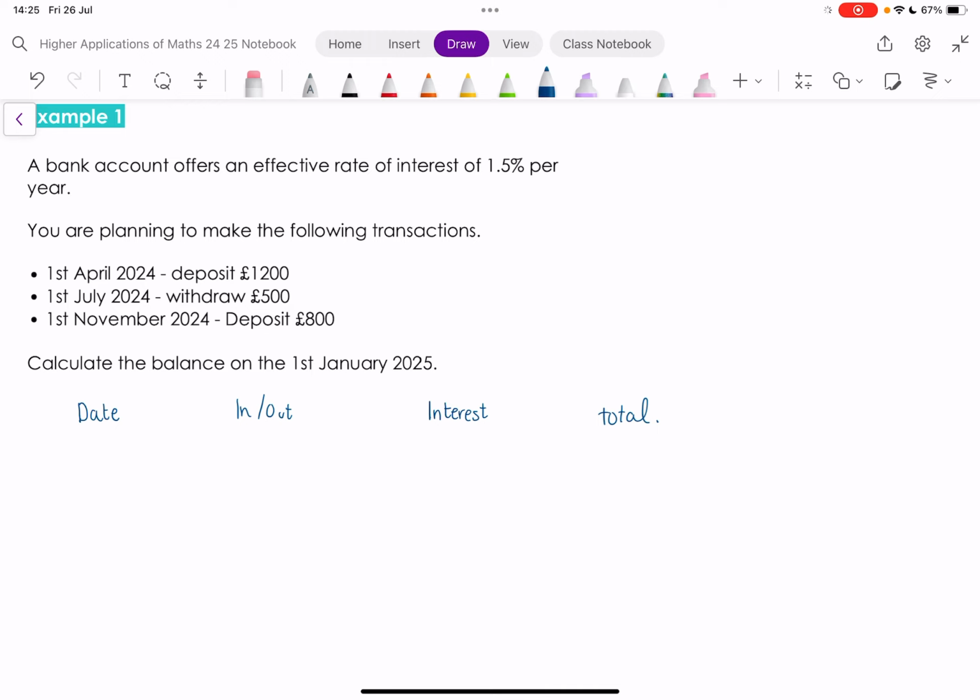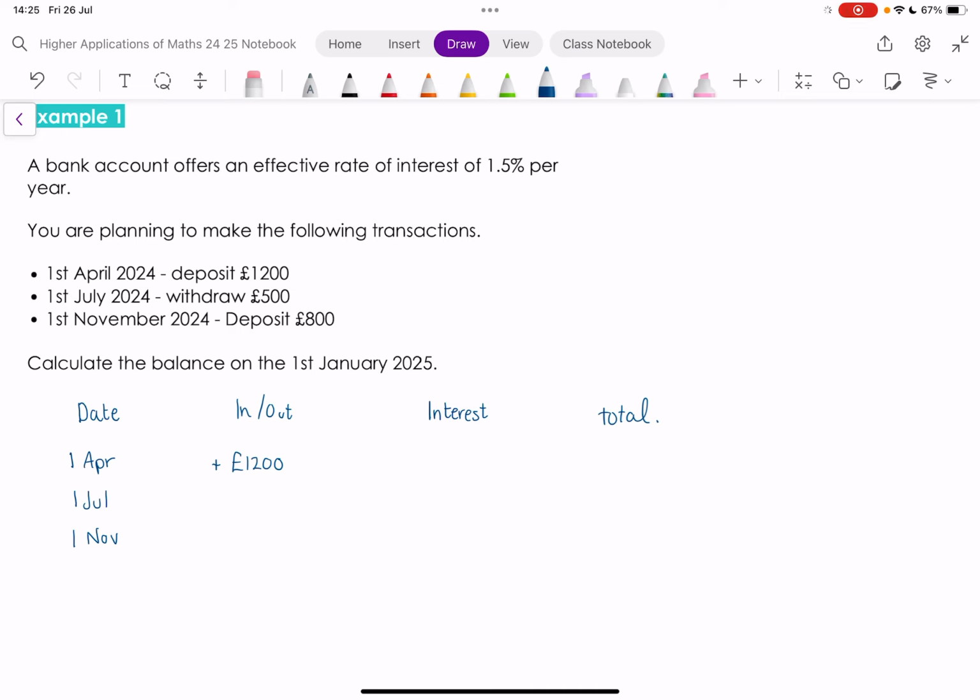So we're making payments on the 1st of April, the 1st of July, and the 1st of November. Okay, so on the 1st of April, we are putting £1,200 into the account. So the account will be in a surplus, okay? It will have money in it. We will be putting money in. So that's why I'm writing plus £1,200 there.